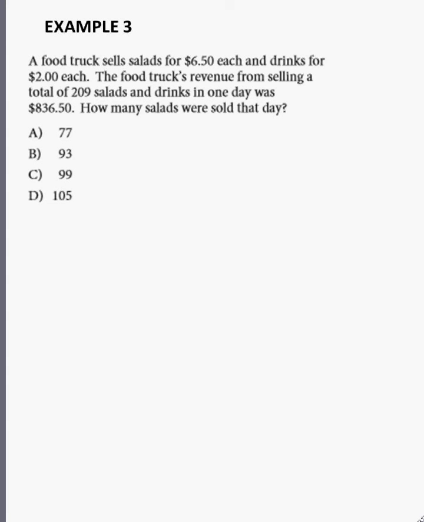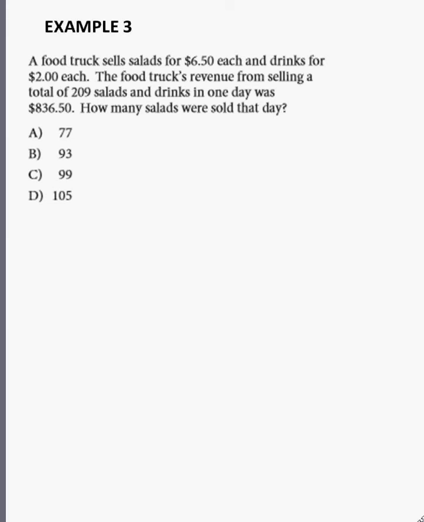Okay, let's take a look at our third example. Here we have a food truck that sells salad for $6.50 and a drink for $2. The food truck's revenue from selling a total of 209 items. If you look at this kind of problem, you're always going to have the total amount and also how much the value or the revenue or whatever the combination amount will be.